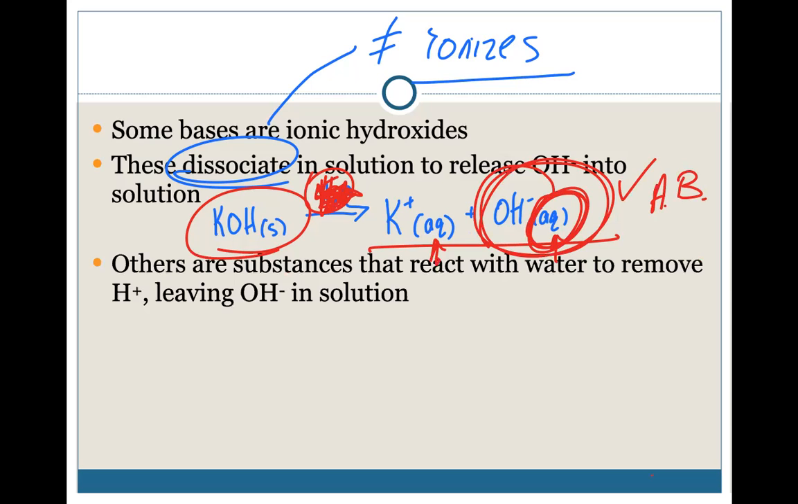Okay, another way to increase hydroxide concentration is for a substance to react with water to remove a hydrogen ion from water, which thereby leaves hydroxide in solution. And a good example of this is ammonia. Ammonia is a gas. When you mix it with water, ammonia is an extremely polar compound.